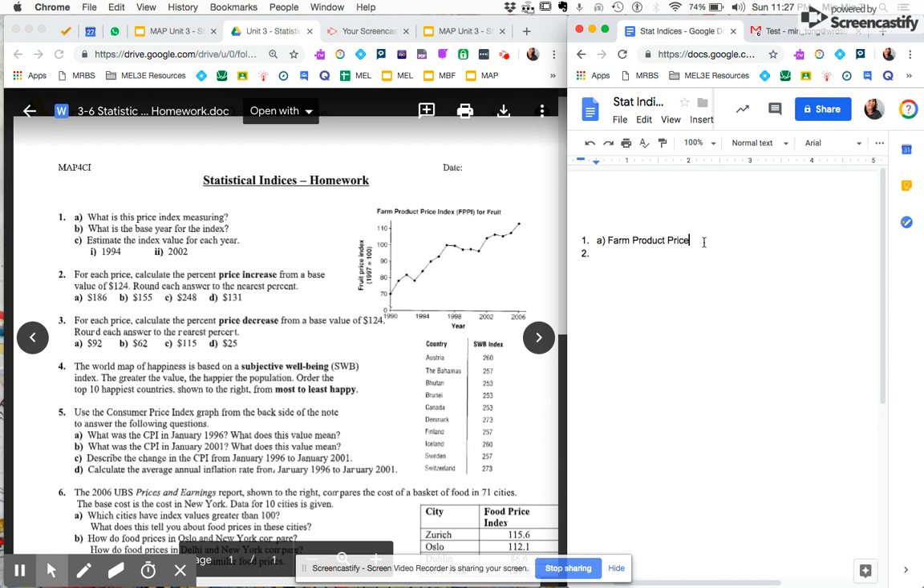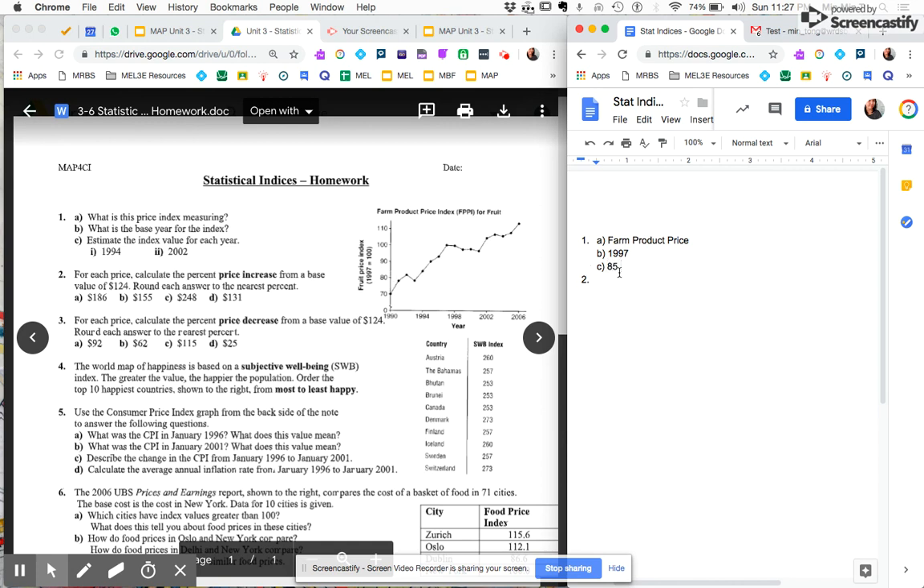For B, what is the base year for the index? Again, this is 1997. And then we're going to start estimating index values. Here we're being asked to estimate for the value 1994. So I take a look at 1994, run that up from the x-axis, and I can see that it's approximately about 85.